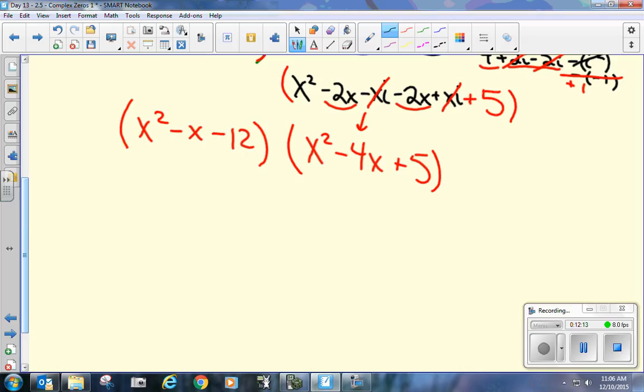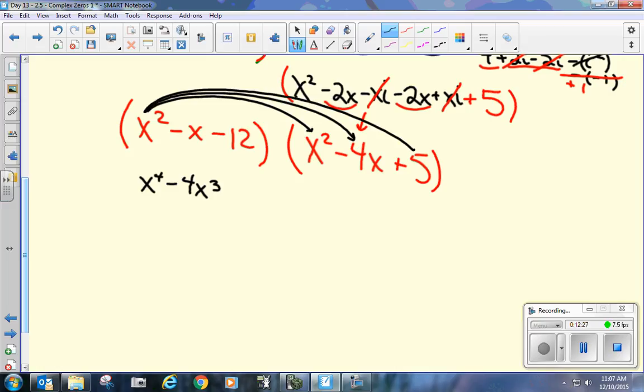Yeah, go ahead. What's x squared times x squared? X to the 4. What is x squared times negative 4x? Negative 4x cubed. And Donovan, what is x squared times 5? Plus 5x squared. Good. Now I'm going to distribute that negative x. Don't forget, the middle term has to be distributed as well. So it does. What is negative x times x squared?